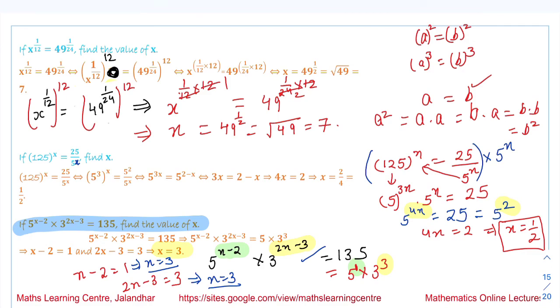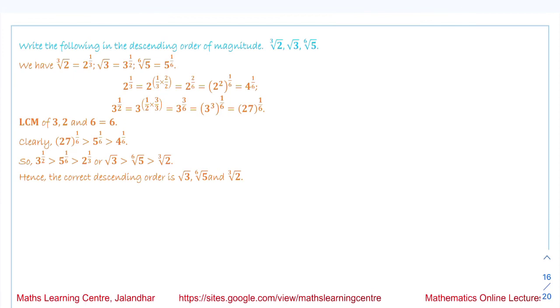Now next, we have to arrange the numbers in the descending order of magnitude. It means we have to find the largest number, then the smaller number, then the smallest number. So how we are going to do this is, first of all, we write them in the form of powers. We are removing the radical sign. So cube root of 2, we can write as 2 raised to the power 1 by 3. Then next, square root of 3, we can write as 3 raised to the power 1 by 2. And last is the 6th root of 5, we can write as 5 raised to the power 1 by 6.